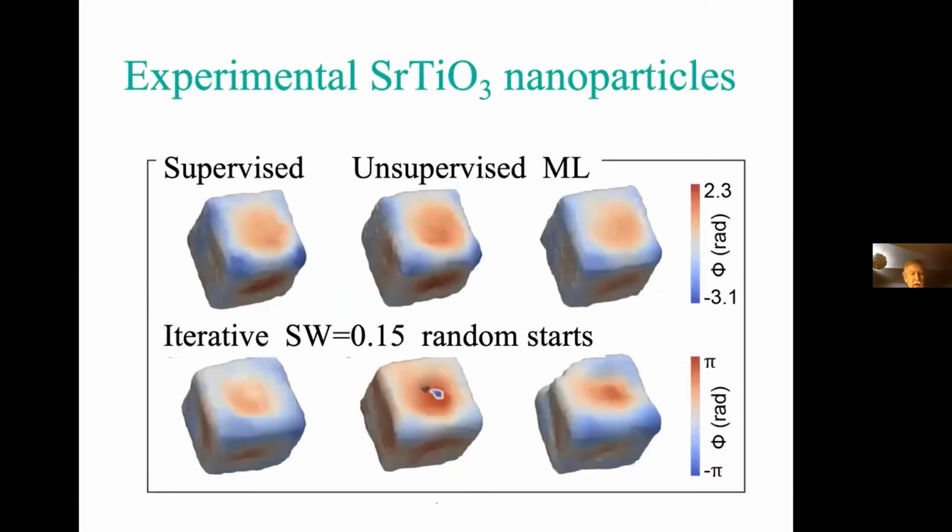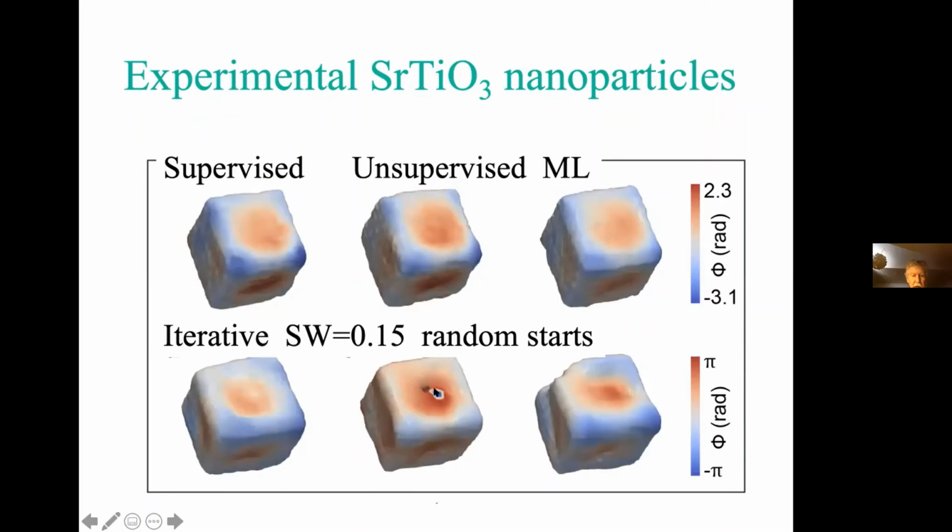Okay, so here's another one. This is a figure we're including in the paper. It shows on the top the supervised and unsupervised machine learning images for the strontium titanate, and the bottom 3 typical outputs from the iterative. You can see they're definitely not the same. You sometimes get little corners missing.